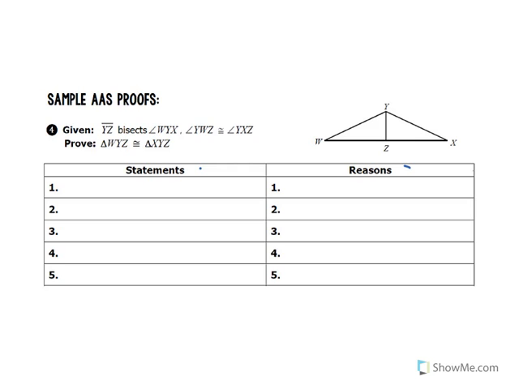So I'm going to start by putting my givens in the proof. YZ bisects angle WYX, and then angle WYZ is congruent to angle YXZ. These are both given.